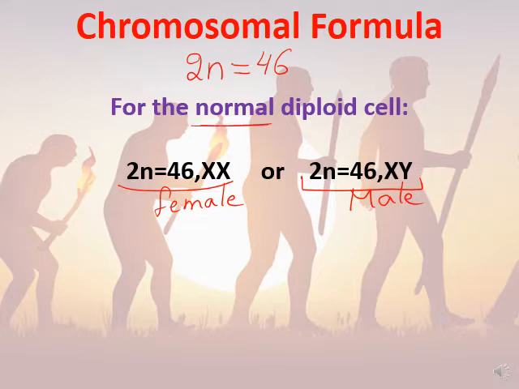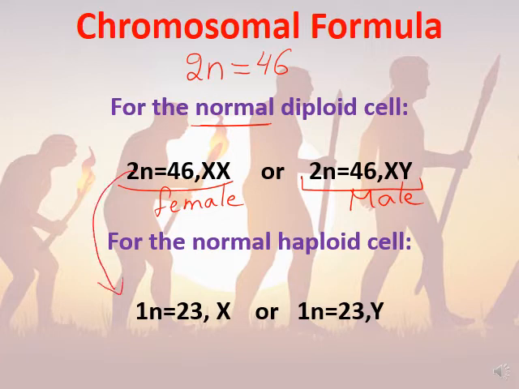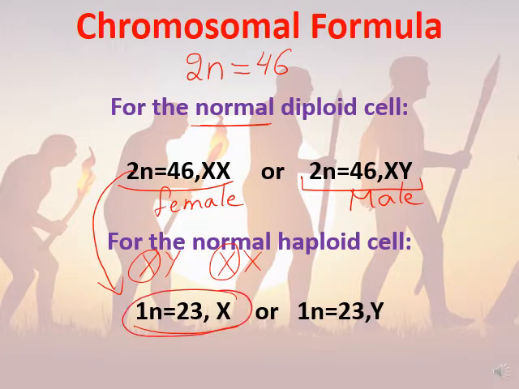While for the normal haploid cell, we have one copy of each chromosome. So the 2n is going to be divided by 2. So 1n equal 23, comma X, or 1n equal 23, comma Y. This is going to be either from a sperm or from an ovum. Since the male has XY and the female has XX, here we have one copy. Either we have the X from the male or from the female, so this has two choices. But the 1n equal 23, comma Y has only one chance. It comes only from the male.